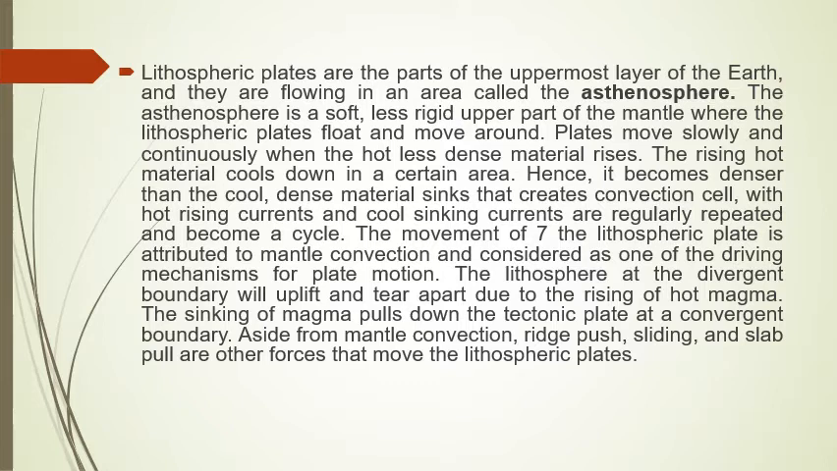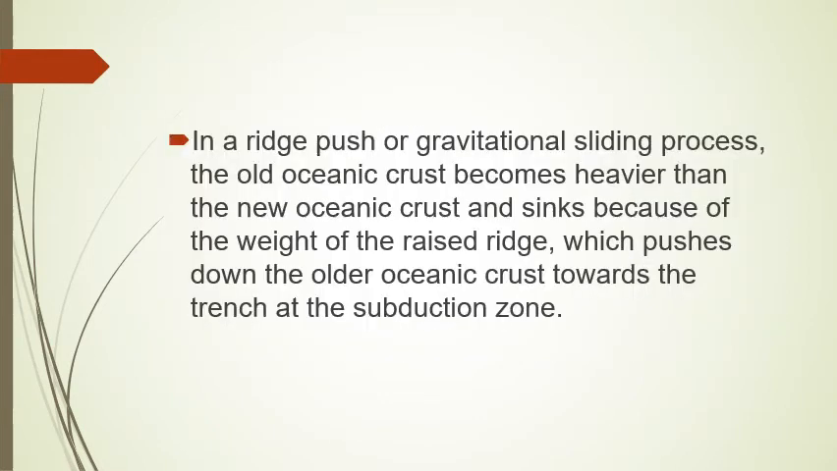The lithosphere at the divergent boundary will uplift and tear apart due to the rising of hot magma. The sinking of magma pulls down the tectonic plate at a convergent boundary. Aside from mantle convection, ridge push, sliding, and slab pull are other forces that move the lithospheric plates. In a ridge push or gravitational sliding process, the old oceanic crust becomes heavier than the new oceanic crust and sinks because of the weight of the raised ridge, which pushes down the older oceanic crust towards the trench at the subduction zone.